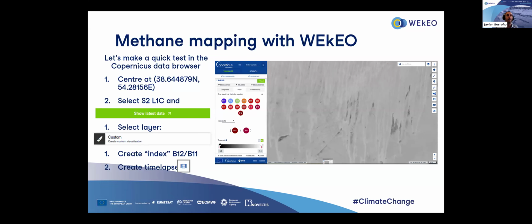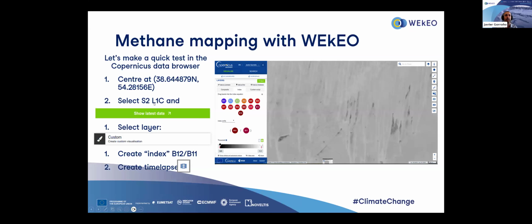We can make a quick test in the Copernicus data browser. I didn't do it in WEkEO because at the moment it's not possible to do a ratio of one directly, but I've been told that this will be possible in the short time. So if you go to this center, like 38 north, 54 east, you can find an image like the one I'm showing you here, and you will be somewhere in Turkmenistan.